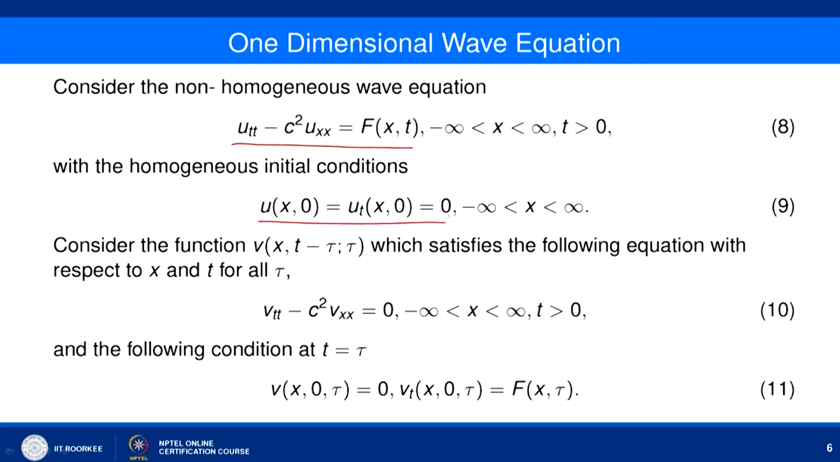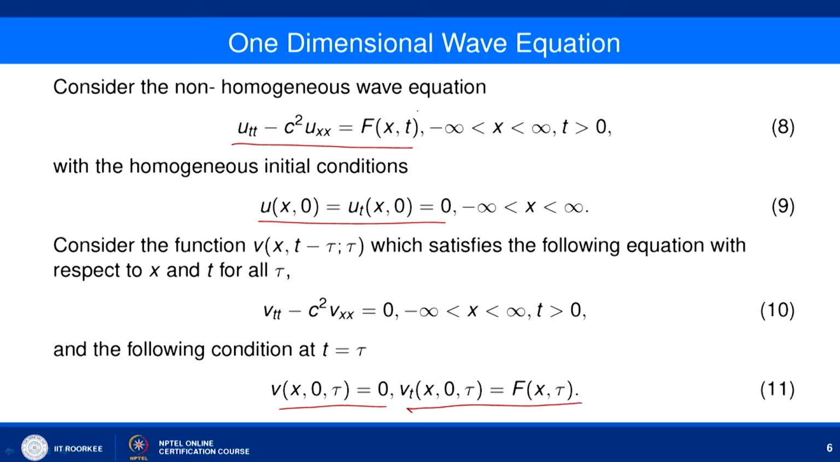So, now let us consider the function v(x, t minus tau; tau) which satisfies the following equation, that is v_tt minus c square v_xx equal to 0 at t greater than 0 and x lying between minus infinity to infinity, and the initial conditions are what: v(x, 0, tau) is equal to 0 and v_t(x, 0, tau) is f of x, tau.